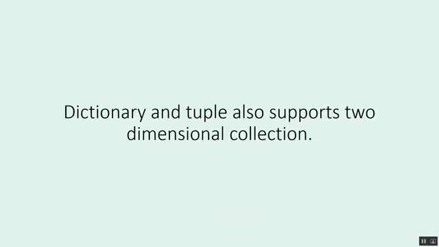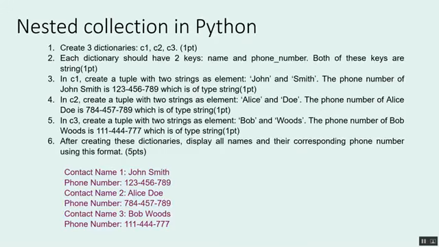Okay, it says here that dictionary and tuple also support two-dimensional collection. Remember that in our last activity, we also created a nested collection. So this nested collection is actually composed of 3 dictionaries, C1, C2, and C3. Each dictionary should have 2 keys, name and phone number. Both of these keys are of type string. So let's try it.